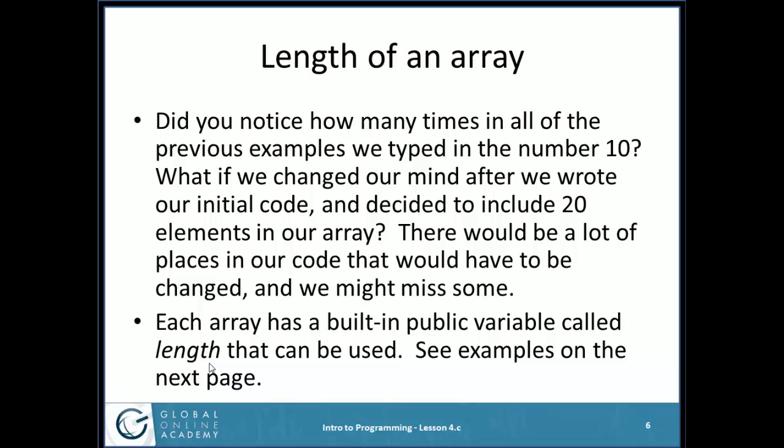Now, did you notice how many times in those previous examples we typed in the number 10? What if we changed our mind after we wrote the initial code and decided to include 20 elements in our array? Almost all of the code would be exactly the same, except every place I had a 10, I'd have to change it to a 20. There'd be a lot of places in our code we'd have to change, and I might miss some. So each array has a built-in public variable called length that can be used. Every array knows how big it is. You could say, array, tell me how big you are. That's how far I'm going to go in my loop.